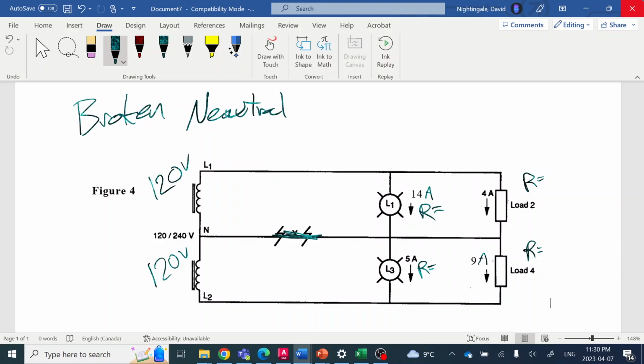Again, they're engineered into the particular device that you have hooked up, whether it's a light bulb or a motor, what have you. So we know our current values, and we also know that load 1 is hooked directly in between line 1 and the neutral, so we're going to see 120 volts across there. Likewise, load 2 is connected between line 1 and neutral directly, so we have 120 volts across there. And same with load 3, this time between line 2 and neutral, and same with load 4.